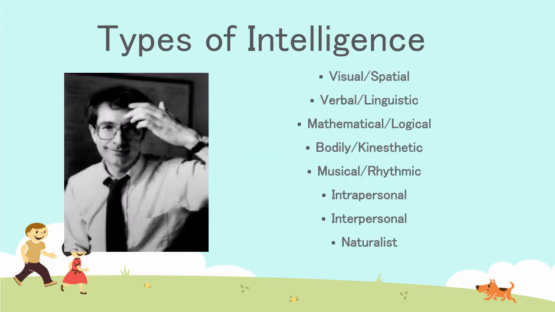So back in 1983, a developmental psychologist by the name of Howard Gardner came up with the multiple intelligence theory. So this theory has the belief that everyone is intelligent, they just have different ways of showing their intelligence.